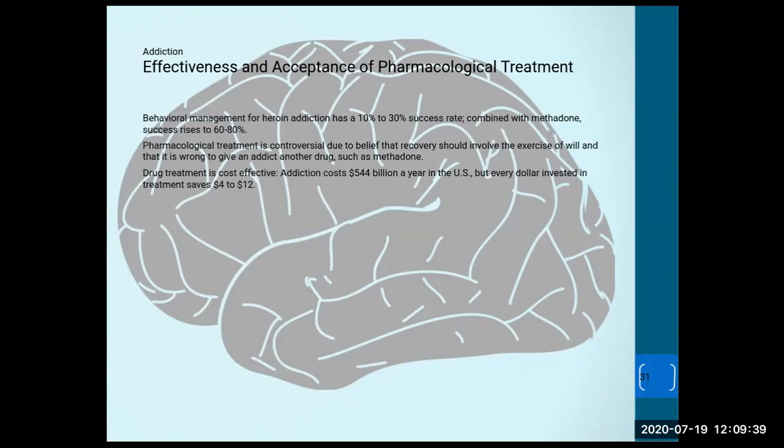Most people believe that it should involve the exercise of will to a degree, and that it's wrong to give another addict another drug like methadone. All we're doing is subbing out one thing for another. Drug treatment is also cost effective. Addiction costs around $550 billion a year in the US, but every dollar invested in treatment saves $4 to $12 in the long run. You don't have to do the math on that, trust me.